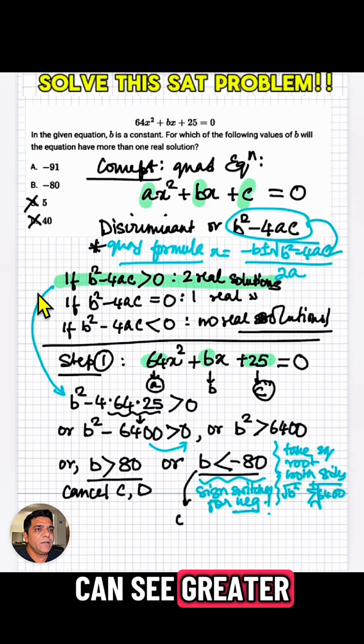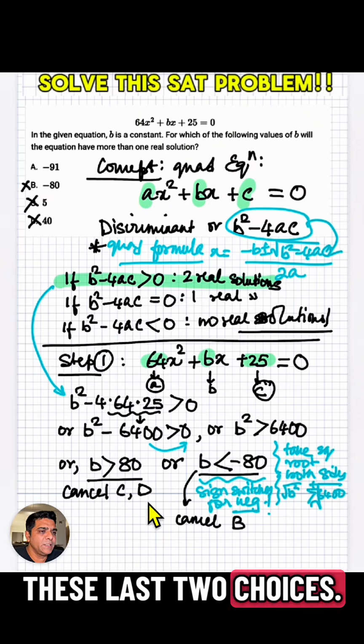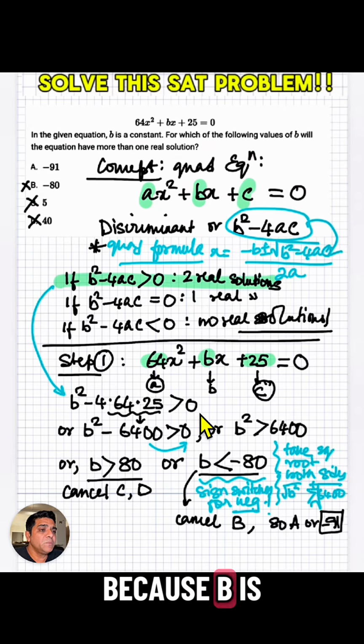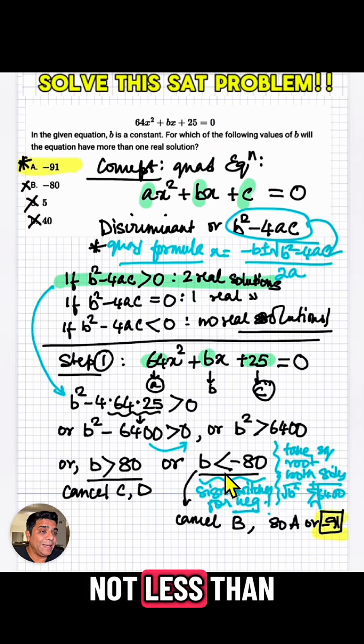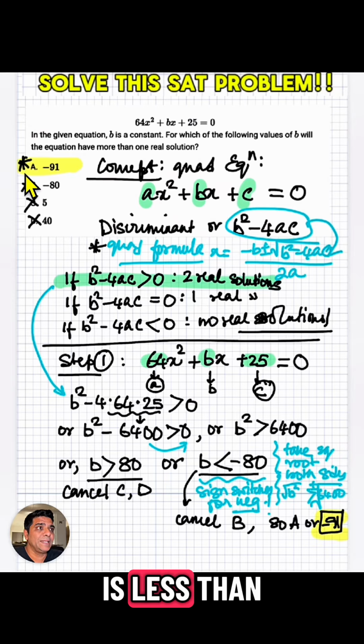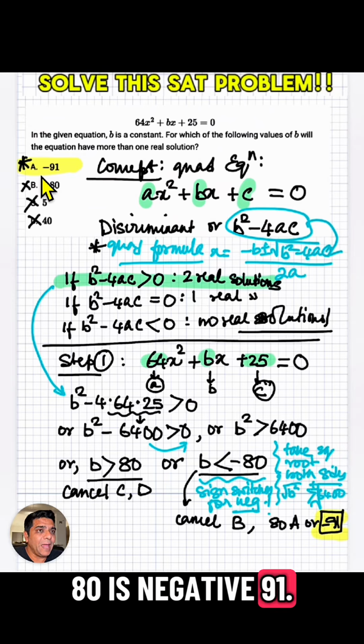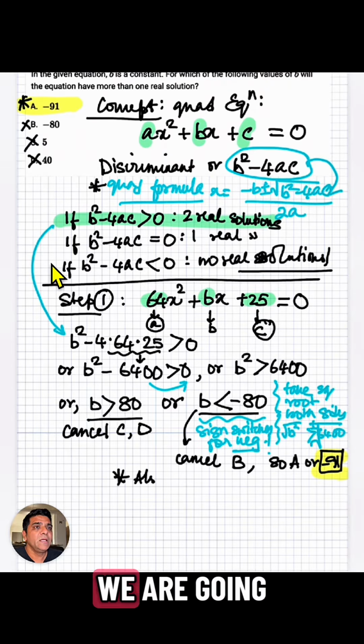So quickly we can see we can cancel these last two choices. And we can also cancel b, because b is equal to 80, not greater than 80. So the only answer choice that is less than negative 80 is negative 91. So that is the correct choice we are going to select.